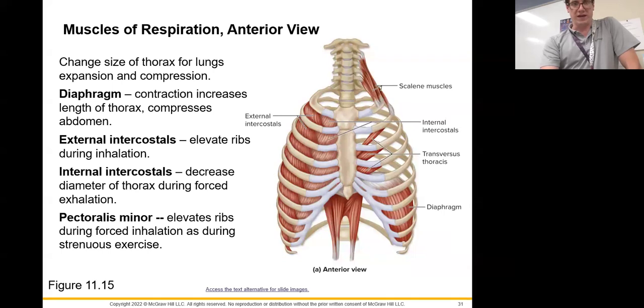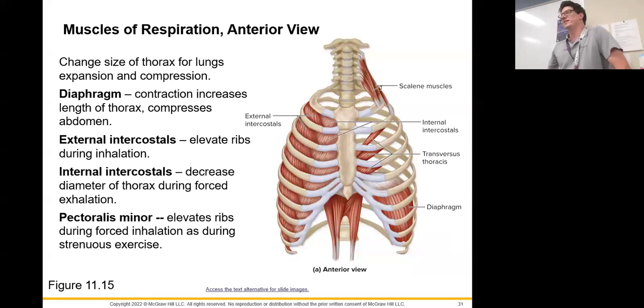So that's going to play a big role. And we also are going to feel some tension kind of on the outsides of our chest a little bit here. And that's actually going to be our pectoralis minor muscles, which are going to be doing the same thing. They're going to be kind of grabbing onto the outside of your ribs and helping us elevate our ribs even more, okay? Once again, that's during forced inhalation.